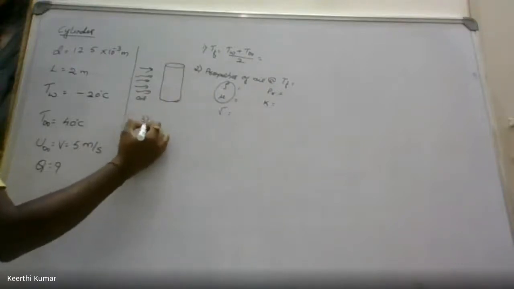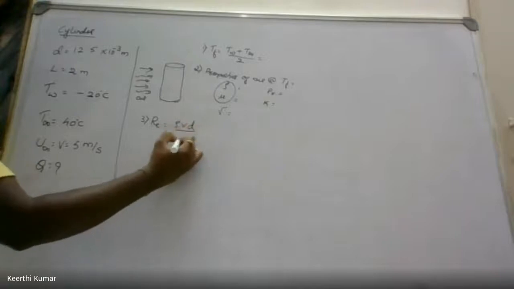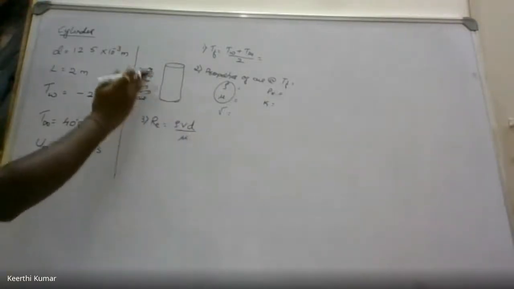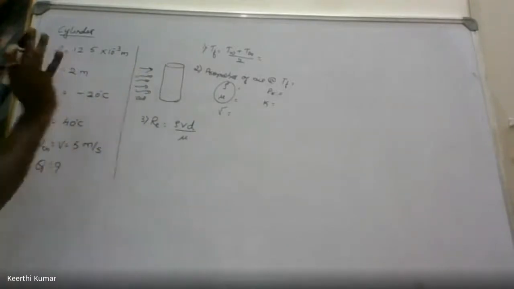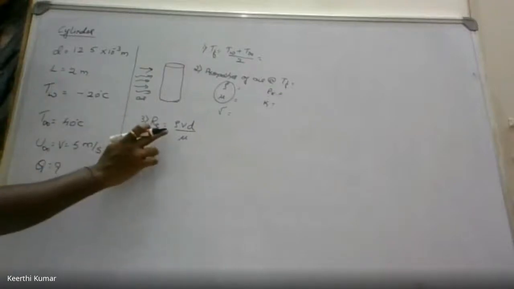Then third step is Reynolds number. What is Reynolds number? Rho V D by mu. This is a standard formula. Instead of L, I am substituting D because it is a cylinder. You may ask, L is also given here. The length of the cylinder is given. Why are you not substituting L?